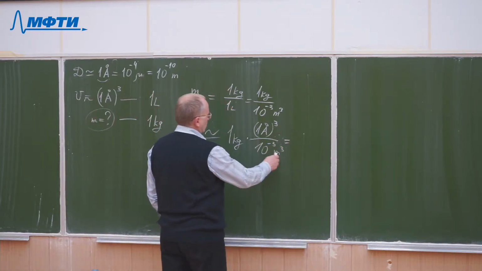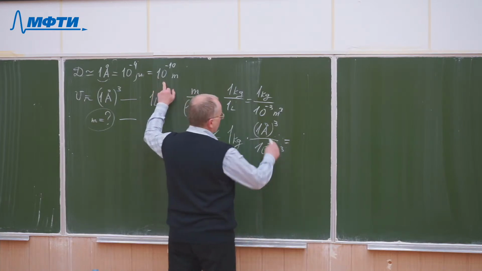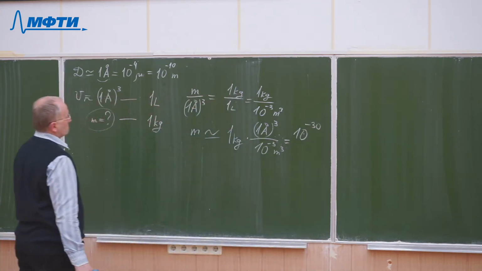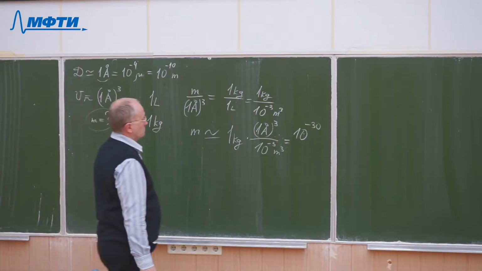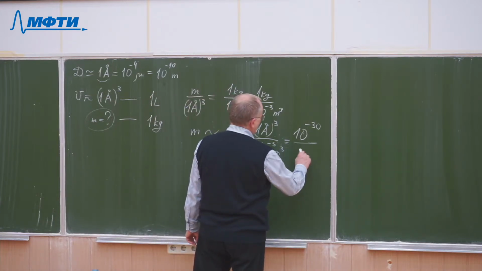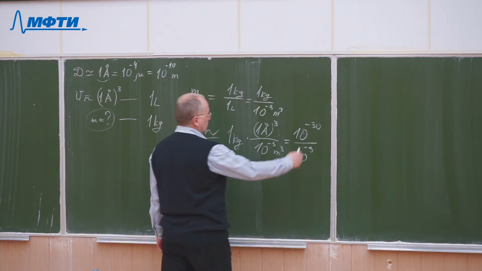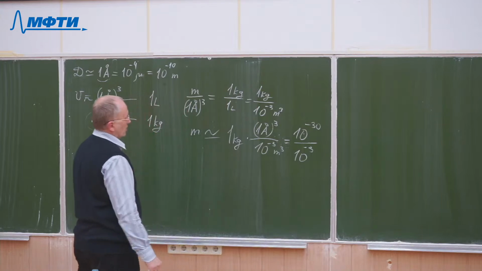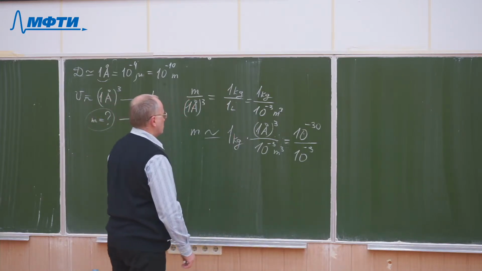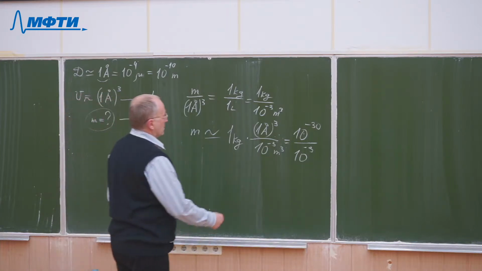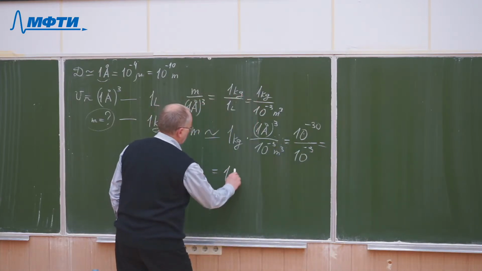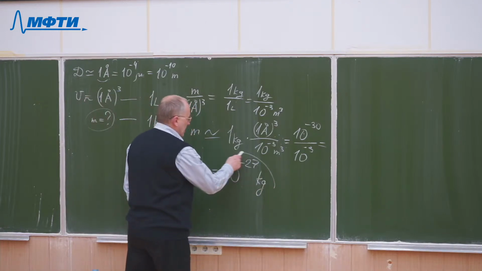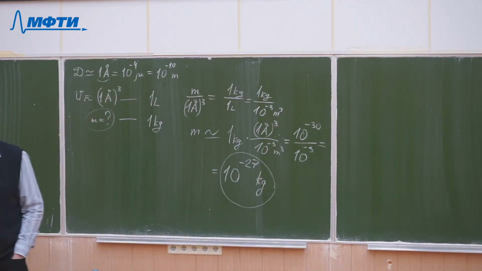Okay, what do we have here? 1 angstrom is 10 to the minus 10 meter. If we take the cube, we obtain 10 to the minus 30 cubic meters, divided by 10 to the minus 3 cubic meters, times 1 kilogram. So we obtain something like 10 to the minus 27 kilograms. That is, by the order of magnitude, the mass of a molecule or typical atom.